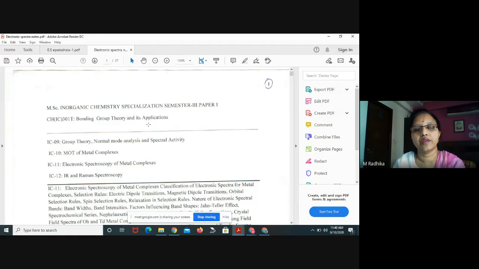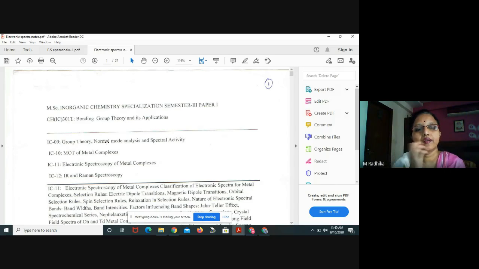You have already studied in your second sem about the symmetry. First sem you studied about the symmetry of elements. Second sem you studied about the free ion terms. What are all the terms in a free metal ion? Now keeping those two in view, you can go ahead, and the next chapter will be your group theory, normal mode analysis and spectral activity.